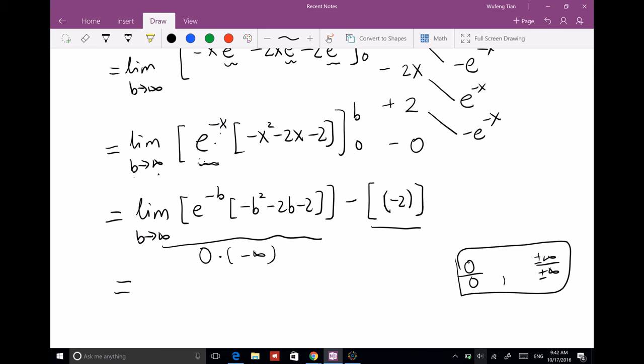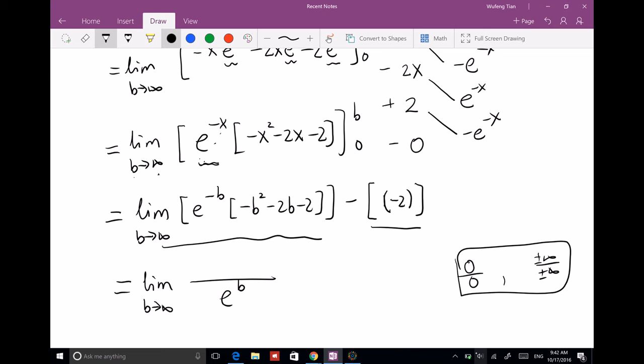You can rewrite that as 1 over e to the b. That's perfect, very good answer. Whenever you see a 0 times infinity form, you always want to change the 0 into 1 over something, so you always put that 0 into the bottom. Here, I can put the negative e to negative b in the bottom as e to positive b, or 1 over e to negative b.